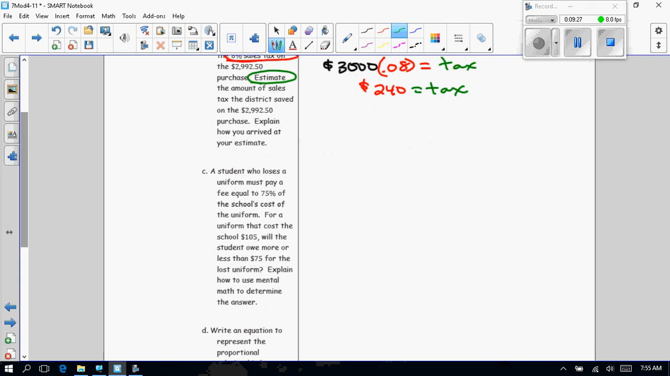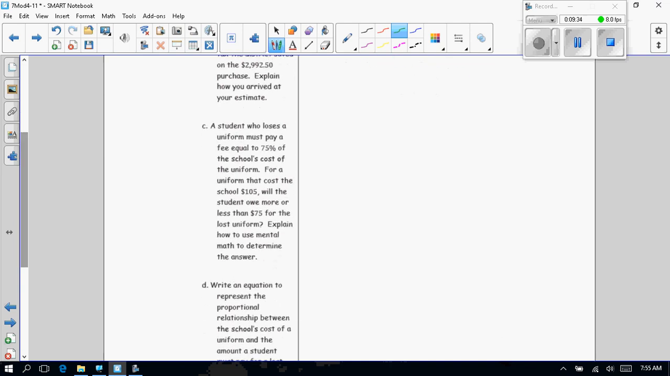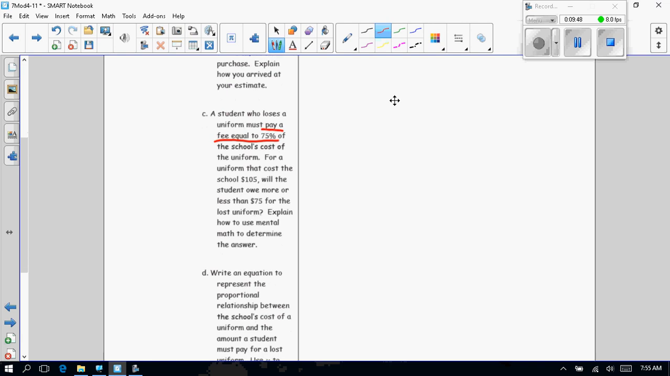All right, a student who loses a uniform must pay a fee equal to 75% of the school's cost. You're going to have to pay 75% of the school's cost for the uniform. For a uniform that costs the school $105, will the student owe more or less than $75 for the lost uniform? Are they going to pay more or less than $75?